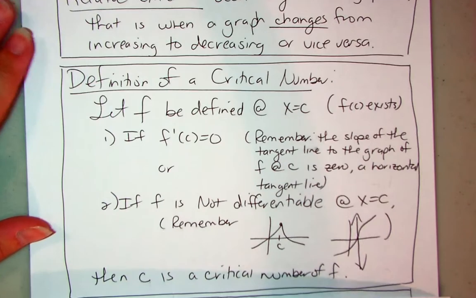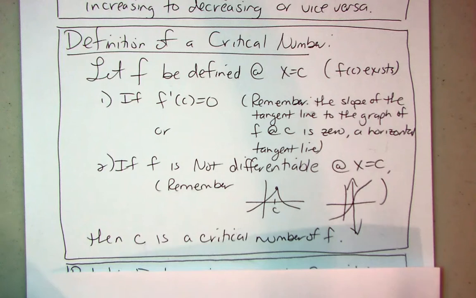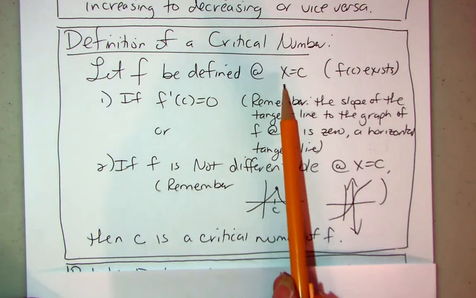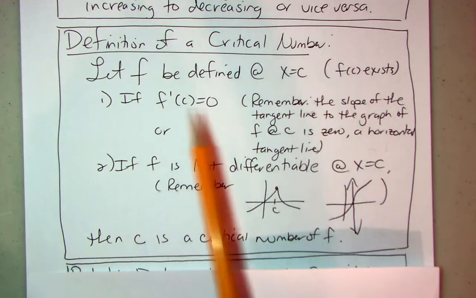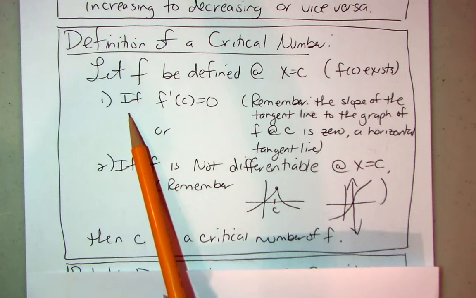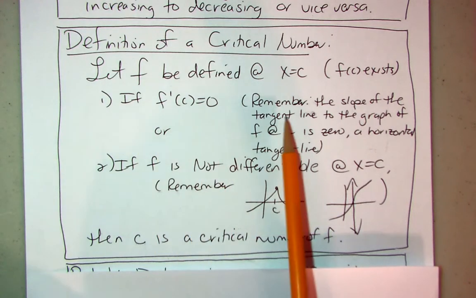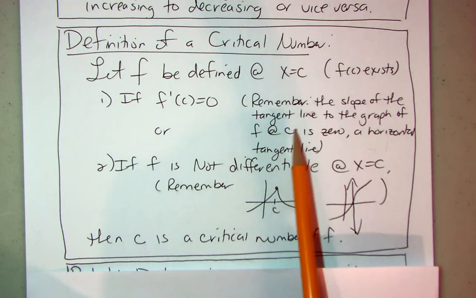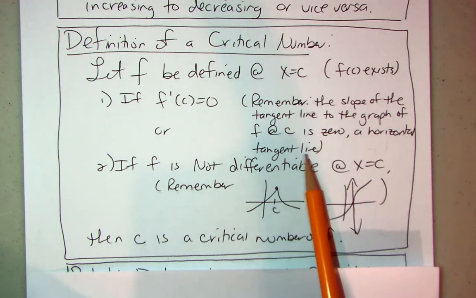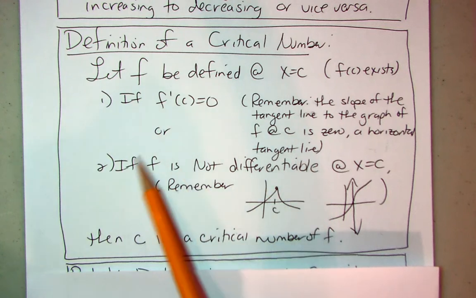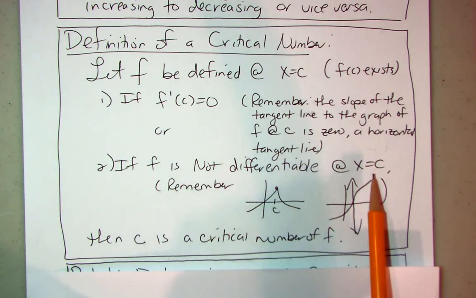A definition of a critical number. Let f be defined at x equals c. In other words, f of c exists. Number 1, if f prime of c equals 0, remember that is the slope of the tangent line to the graph of f at c is 0, in other words, a horizontal tangent line. Or 2, if f is not differentiable at x equals c.